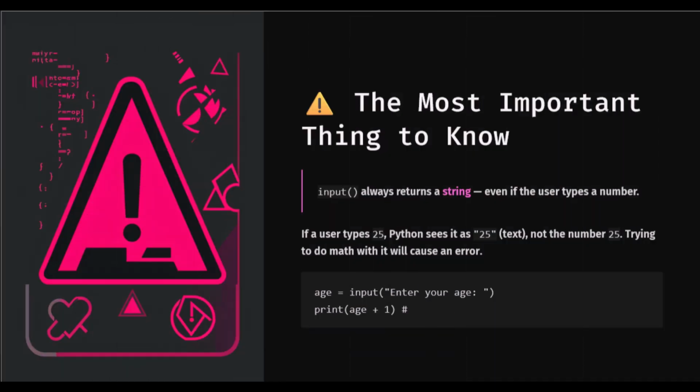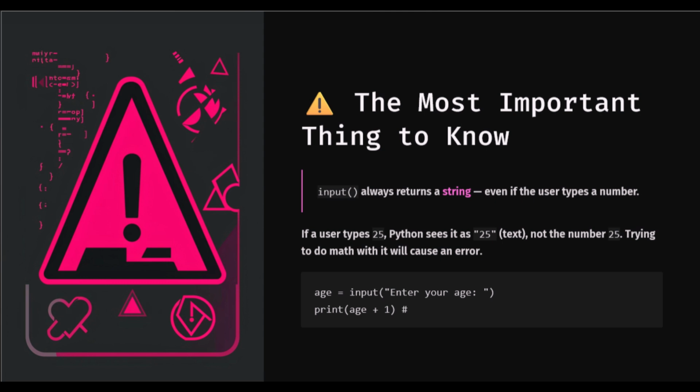The most important thing to know. Now, pay close attention because this is the most common mistake beginners make. The input function always returns a string. It doesn't matter if the user types a name or a number, Python treats everything as text. For example, if a user types the number 25, Python doesn't see it as a mathematical value. Instead, it sees it as the characters 2 and 5 inside quotes.